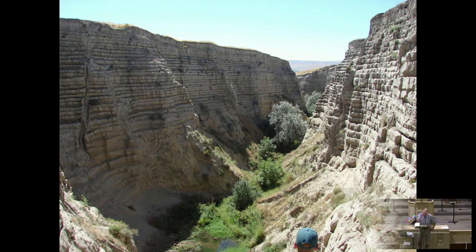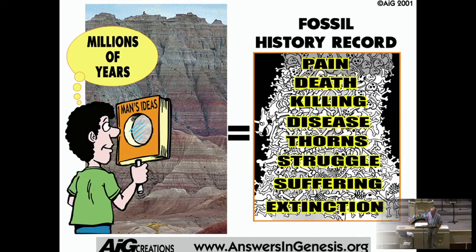So my point is this. Why can't we fit the Bible into that in the days? You know why? Where does pain, death, killing, disease, thorns, struggle, suffering, extinction, where does that come from? It comes from Adam, right? And his rebellion against God. All of this stuff. Death came into the world because of Adam's sin.